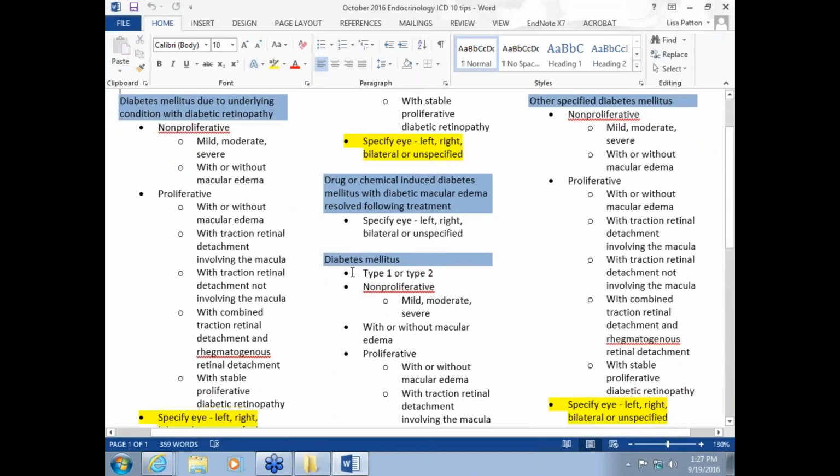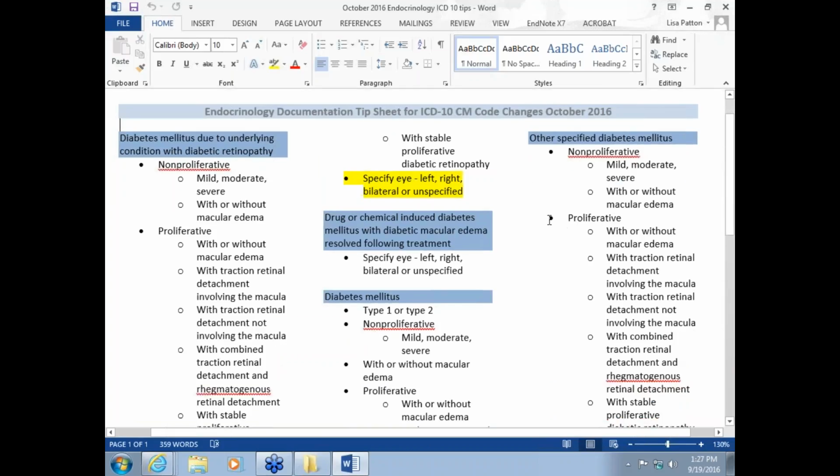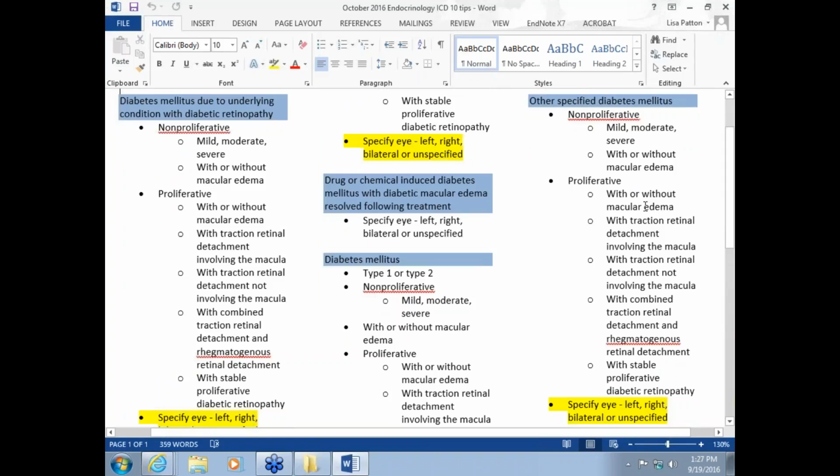Then we have the E10 and the E11 categories, the diabetes type 1 and type 2. And then the other specified diabetes mellitus, which is E13. So how I want to pull all these together for you is if you look right here, see if I can get my finger to get this to scroll and get this where you can see it just a little bit, get it all on one.